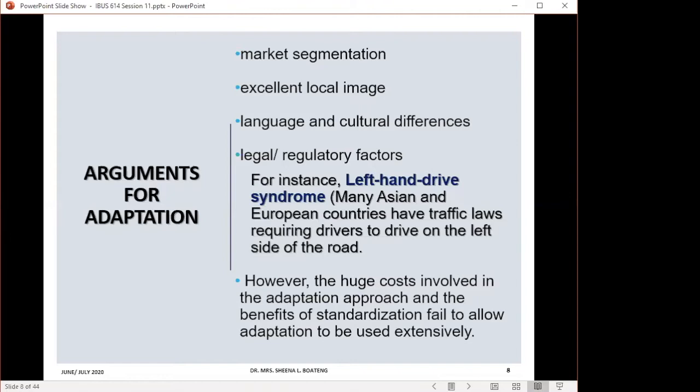Another key element why global marketers favor adaptation over standardization is the legal and regulatory factors that exist in various foreign markets. In our previous sessions, we've established that every foreign market has its unique idiosyncrasies, especially when it comes to various aspects of the global marketing environment, like their culture, the political environment, the legal environment, the economic environment.